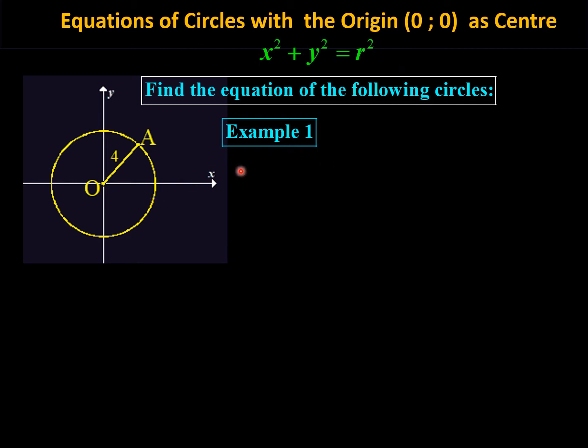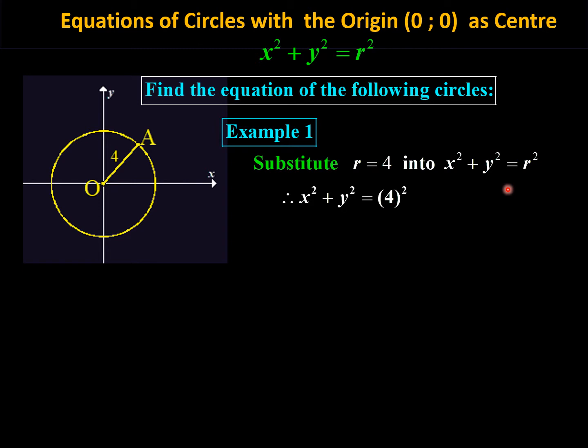So we just have to substitute r equal to 4 into this formula, and that gives me the formula x squared plus y squared equal to 4 squared, and 4 squared, you know, is equal to 16. So if we have the radius and the center is at the origin, you just have to substitute the radius value there. So if this is going to be 5, that's going to be 5 squared. If this is going to be root 3, that's going to be root 3 squared. Let's look at another example.